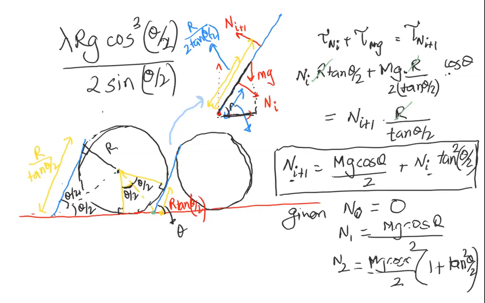Can you tell me n3? Can you tell me n4? Can you tell me n5? And therefore, can you tell me ni? Anybody willing to? ni क्या होगा? Work it out. I mean, it should be very easy. ith normal reaction क्या होगा?